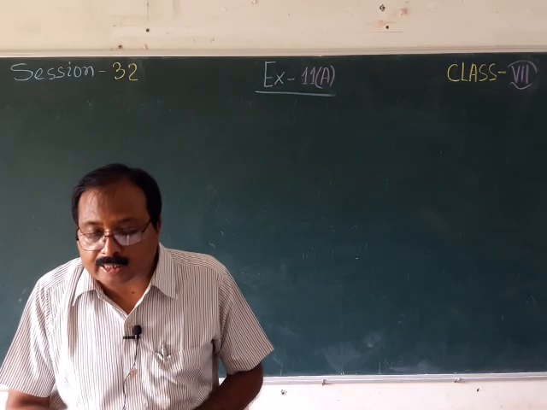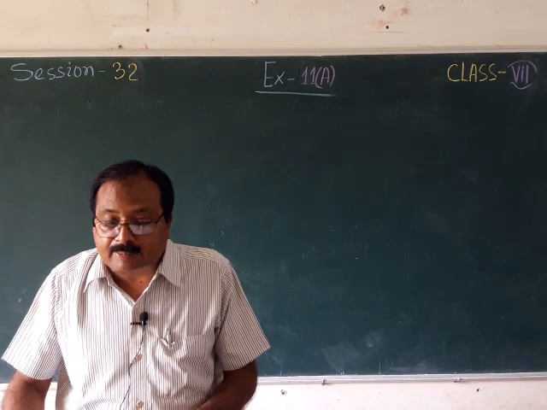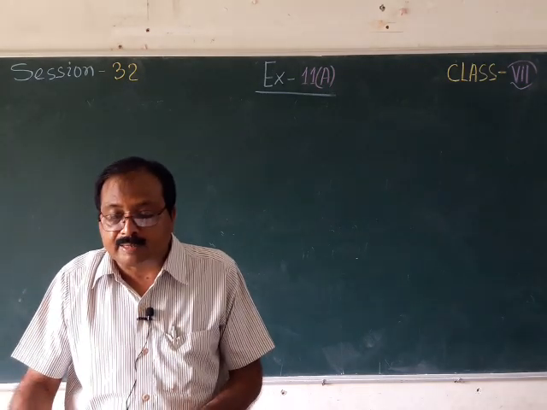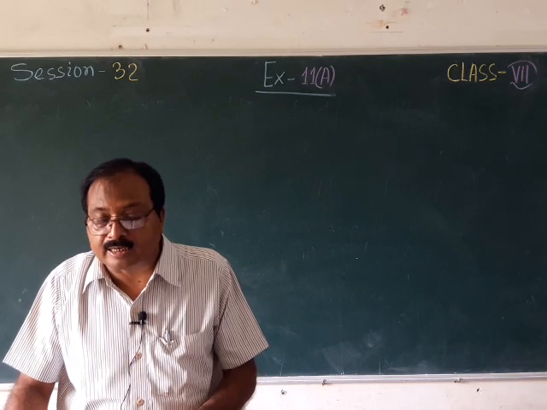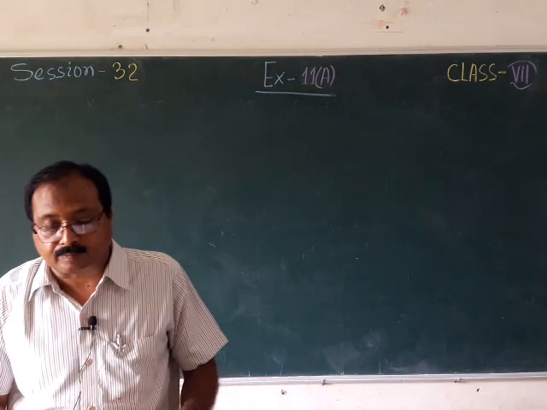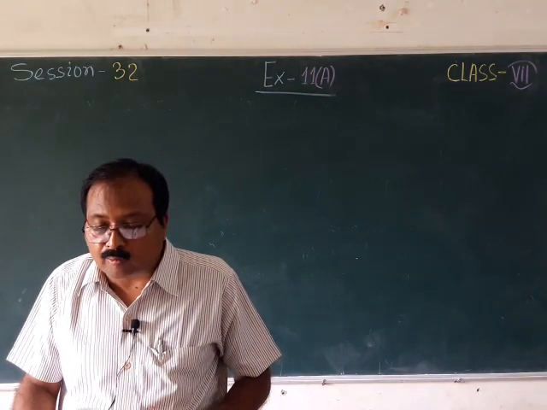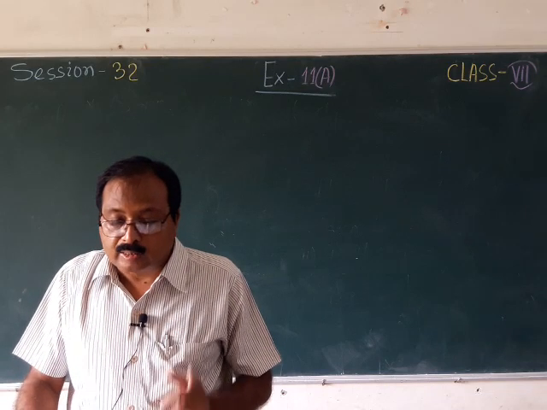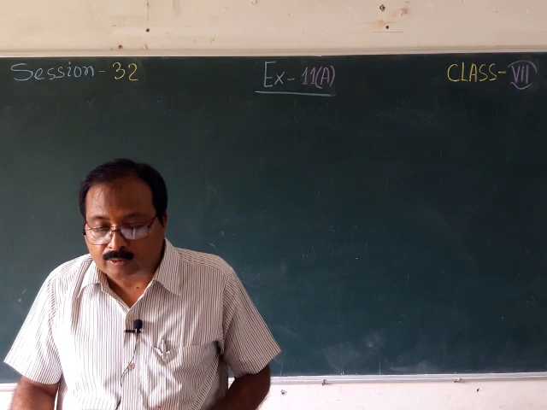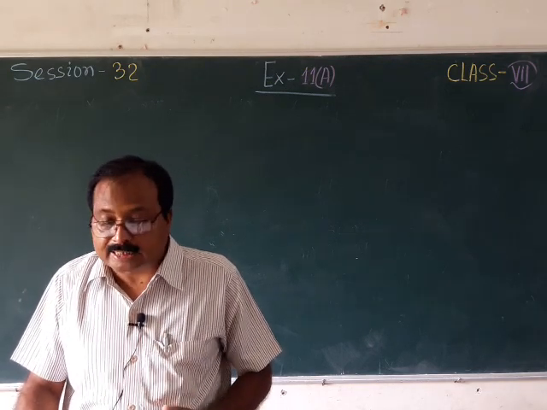And question number 2: state whether the following statements are true or false. Supplementary angles are also linear. Yes, it is correct. Then B: the sum of the angles formed at a point is 360. Yes, true. C: a linear pair of angles is a pair of adjacent angles. Yes, a linear pair means it must be adjacent angles.